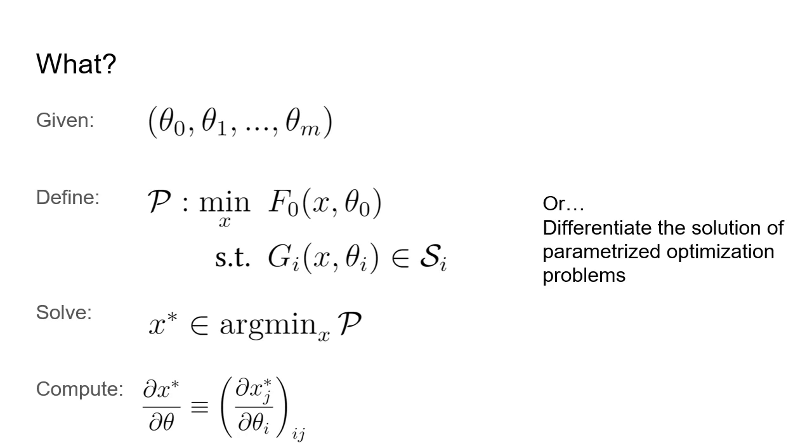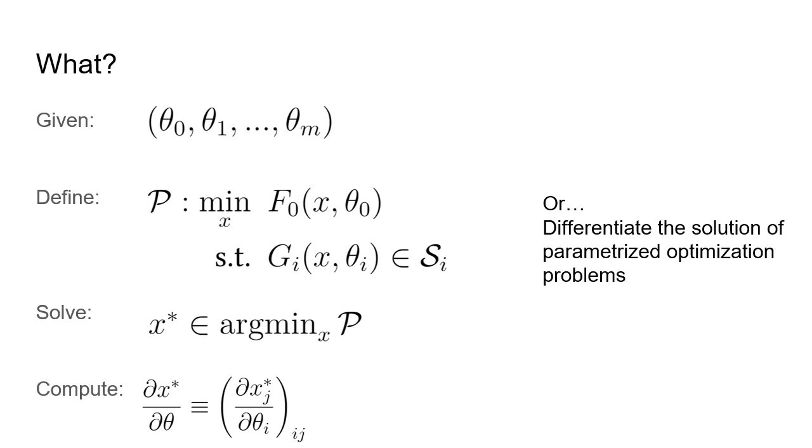Okay, but what is it actually? You can start with some definition of parameters, which are these theta 0 to m, and then you can define a problem which is parametric, so both your objective function and each of your constraints depend on these parameters. Okay, when you have an optimization problem, you go on and solve it, and then you ask about what are the derivatives of your solution with respect to those parameters.